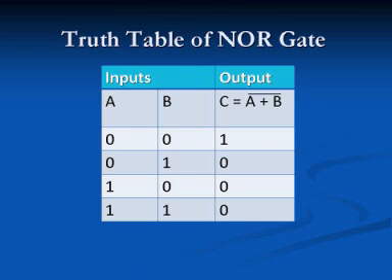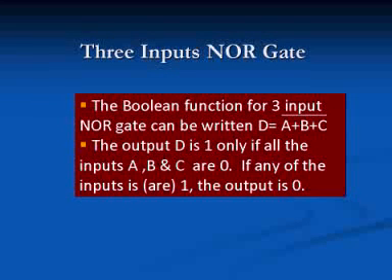As for previous gates, we may have 3 inputs NOR gate as well. The Boolean function for 3 inputs NOR gate can be written D equals to (A plus B plus C) whole bar. The output D is 1 only if all the inputs A, B and C are 0. If any of the inputs is 1, the output is 0.